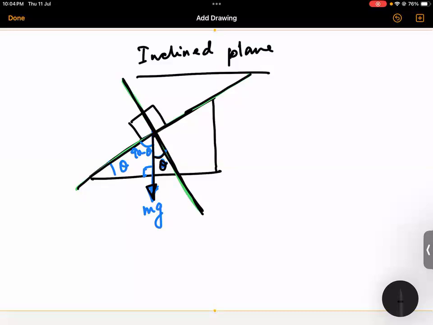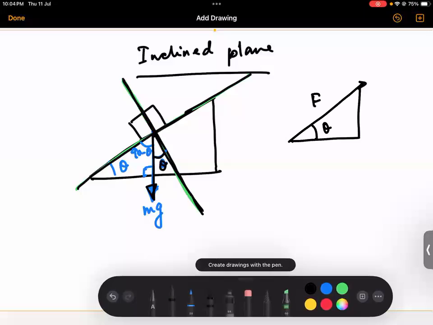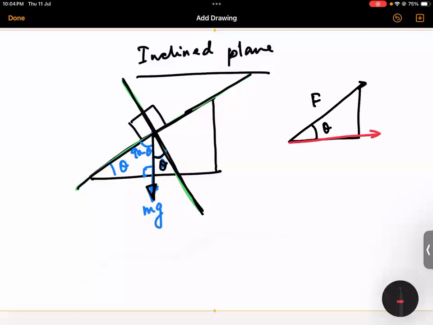I already taught you, children, whenever you are having a force like this, if this is your theta, then this component will be F cos theta and this component will be F sin theta. We have done this already. Similarly over here, this is your mg. So this component of mg will be mg cos theta, and this component will be mg sin theta.